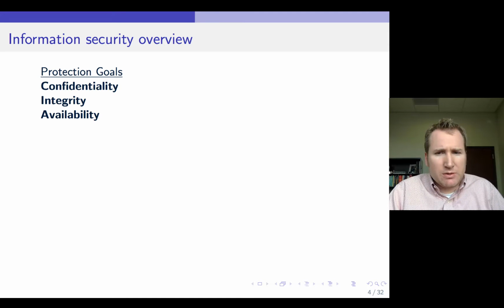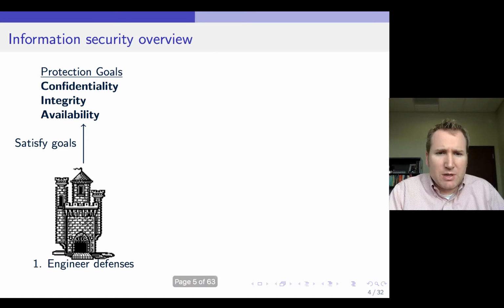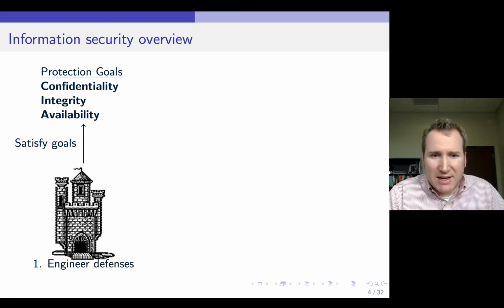So here is sort of a graphical overview of the process. So we have the protection goals of confidentiality, integrity, and availability, and we must then engineer defenses to satisfy those goals. So you can think of this as a digital analog to building a castle to protect your confidentiality, integrity, and availability of your data or whatever resources you're protecting.